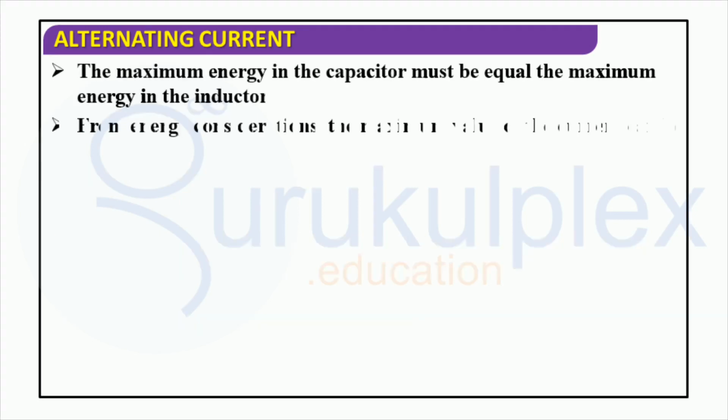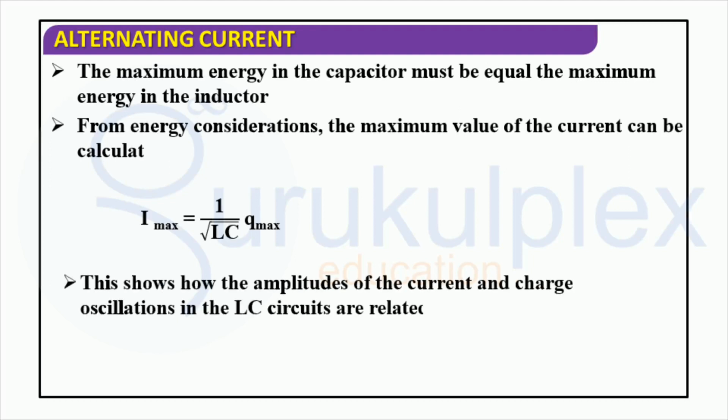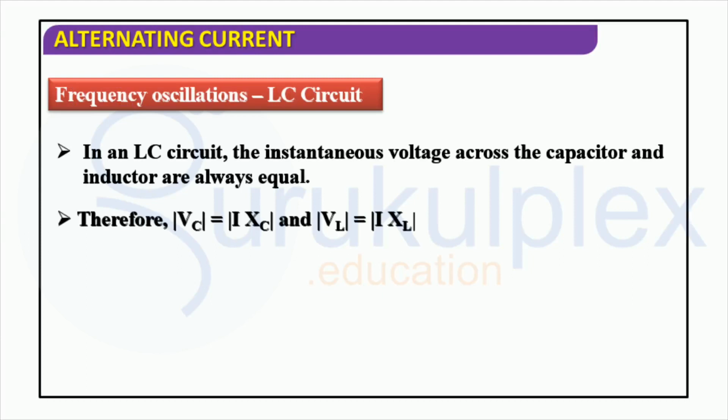This graph demonstrates how the electrical current and charge both oscillate in LC circuits. We can calculate the maximum value of current by considering that the energy in both the inductor and capacitor must be equal. The LC circuit is a simple but powerful tool for controlling electrical and electronic energy flow.